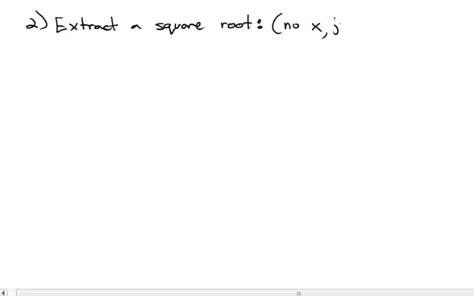But there's a few other ways we can attack the problem. One way is to extract a square root. We're going to do this when there is no x term, just an x squared term. And what we're going to do is simply get rid of the squared by taking the square root of both sides.